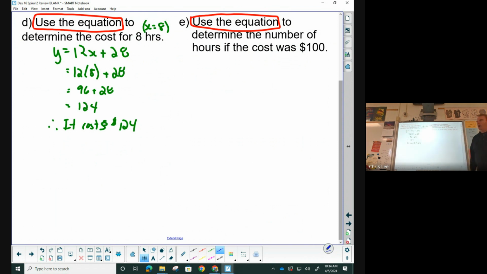Second one, I've got 100. Is that the X or the Y? Because I think it's really important. Which is it? Because I think we need to know. It is the Y. Oh, the letter Y.